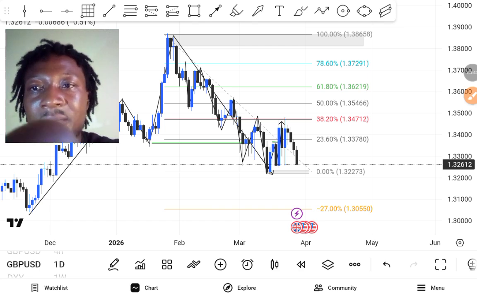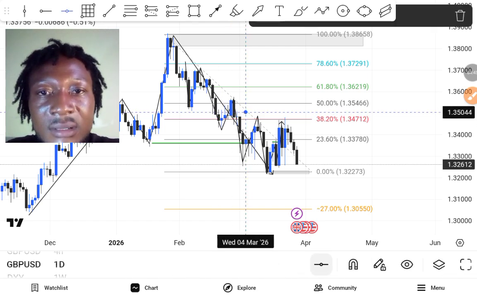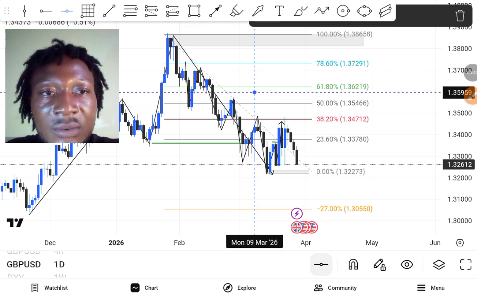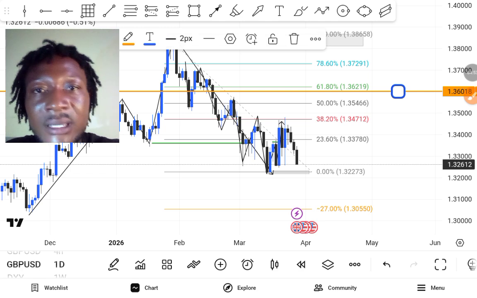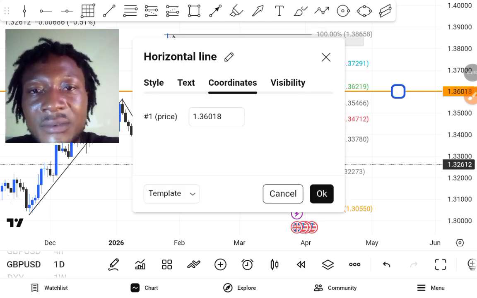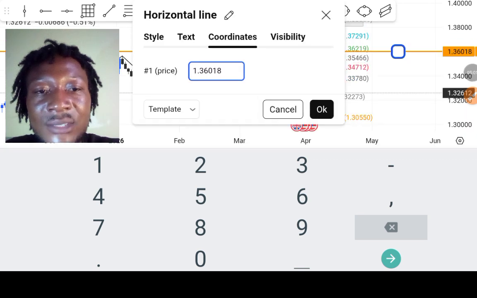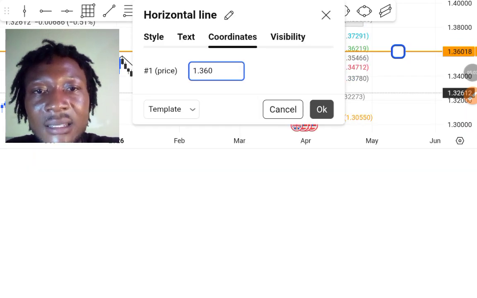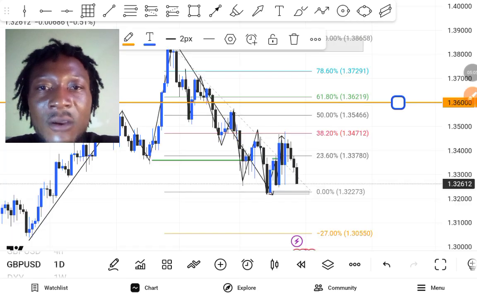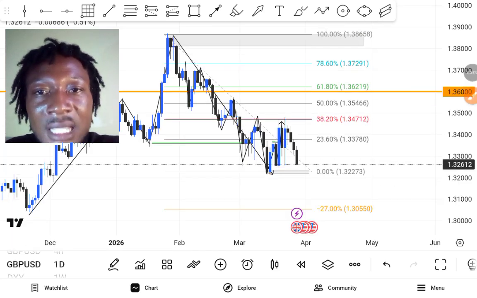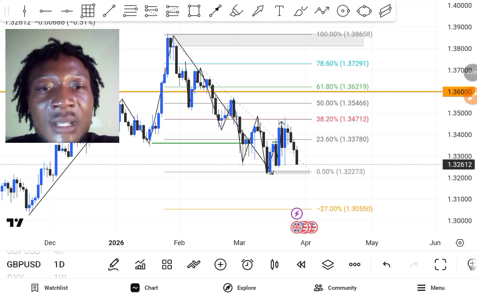Let's mark out the key level first. There's a key level, which is 1.36. We mark out that level first because we know that when price gets to a level like that, it's powerful. The reason why we choose this level is because this level falls on a fair value gap.